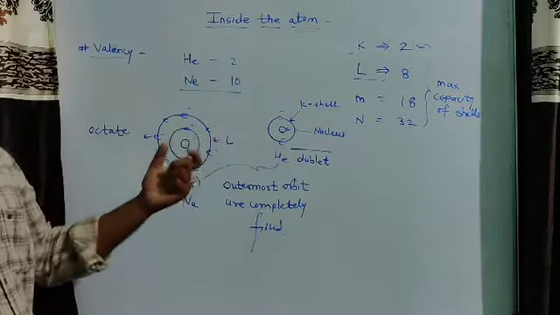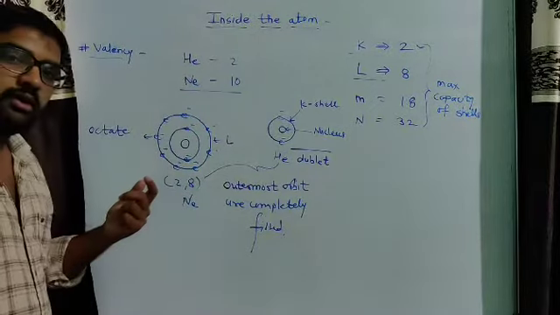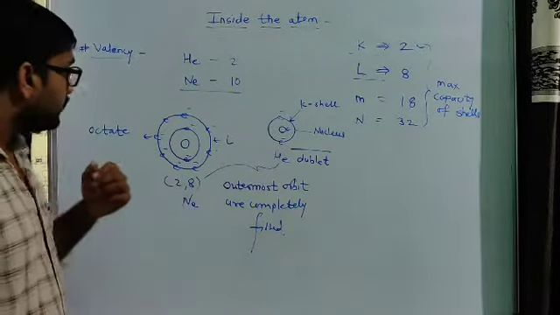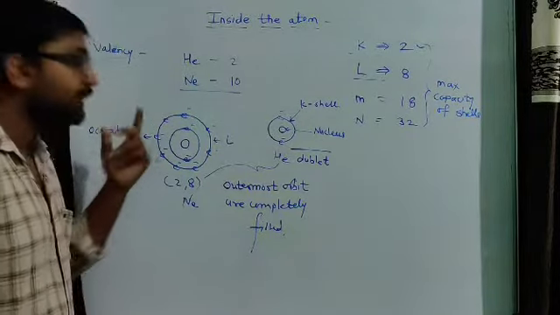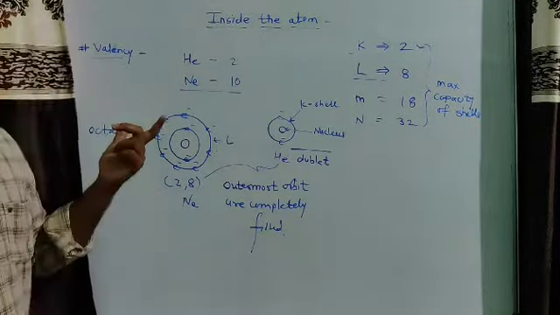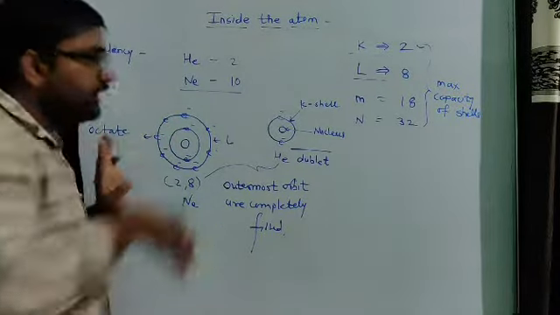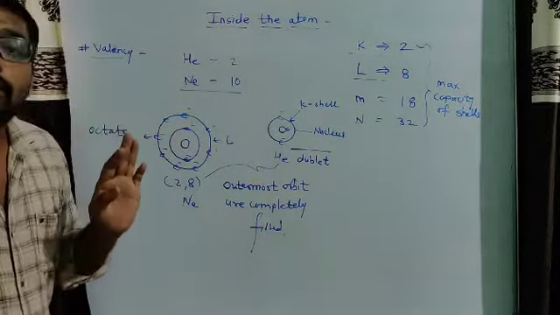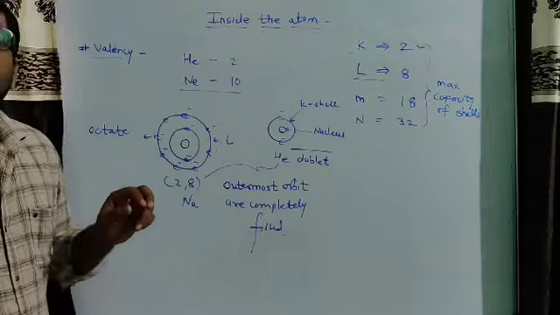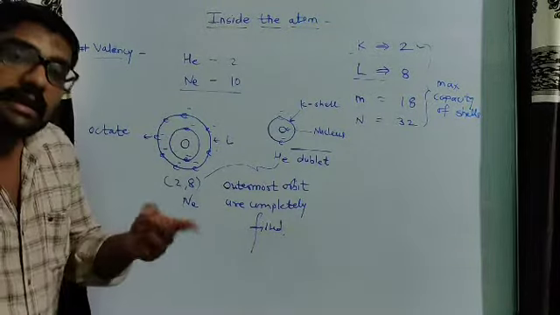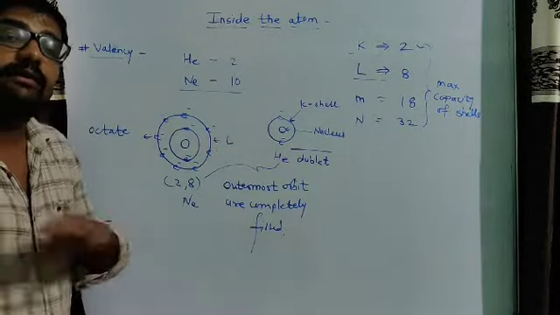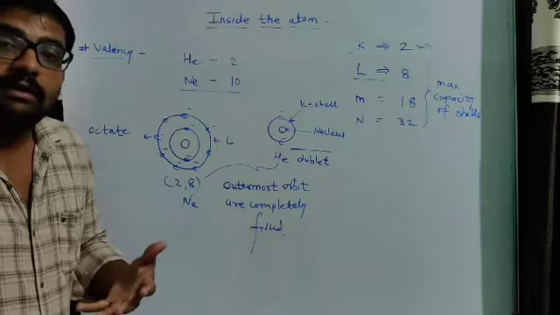In the case of neon, 8 electrons are there in the outermost shell. If the 8 electrons are completely filled, then we can say that the octet of this element is complete. So these two elements never react with any other element because their doublet is complete and their octet is complete. If any element's doublet or octet is complete, then that element does not react with any other element.